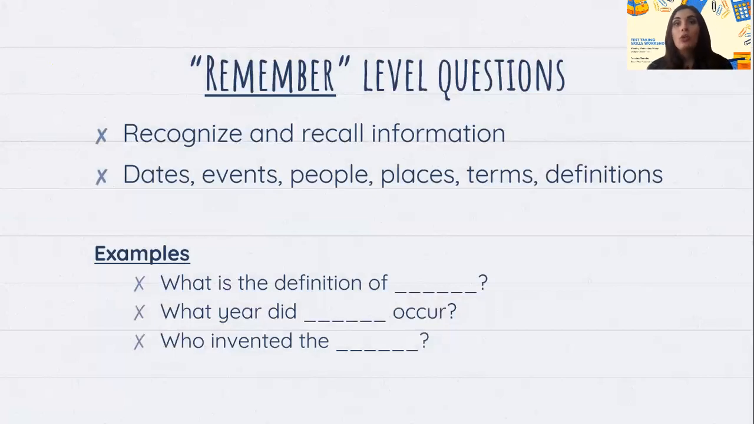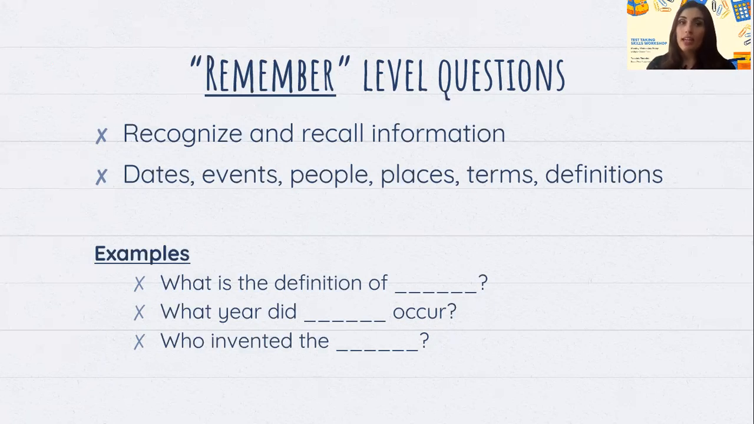All right, so remember level questions. Think of this as being level 1. This is the first level on the pyramid. This measures your ability to recognize and recall information. Now, recall that we just talked about how multiple choice questions are there for you to recognize the correct answer among a list of incorrect answers. And so you see that word recognize again.